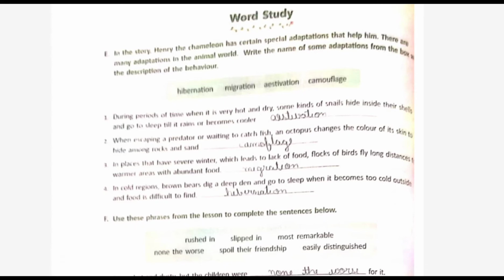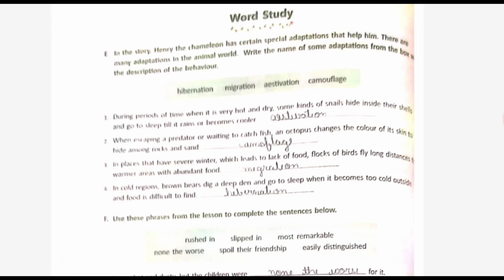तो यहाँ पे दिया हुआ है hibernation, migration, estivation, camouflage. Hibernation होता है जब weather change होता है. Lizards hibernation पे चली जाती हैं, वो दिखती नहीं है. Migration होता है एक जगह से दूसरी जगह जाना. Estivation का मीनिंग मैं कमेंट बॉक्स में डाल दूंगी. Camouflage होता है कलर चेंजिंग प्रॉपर्टी.